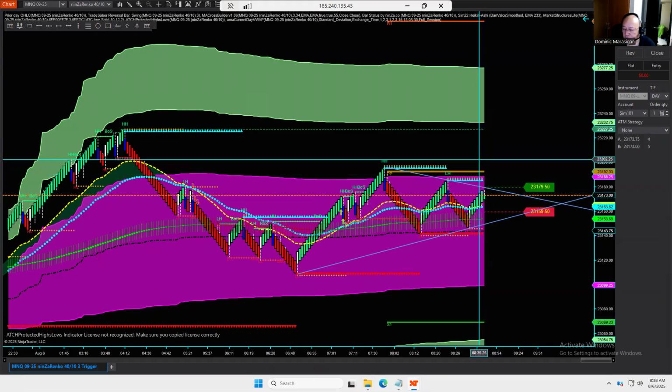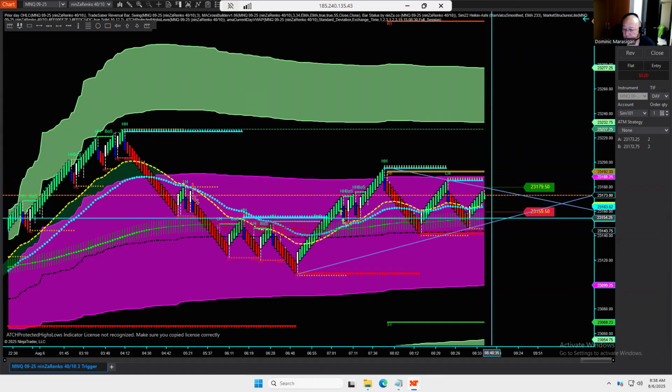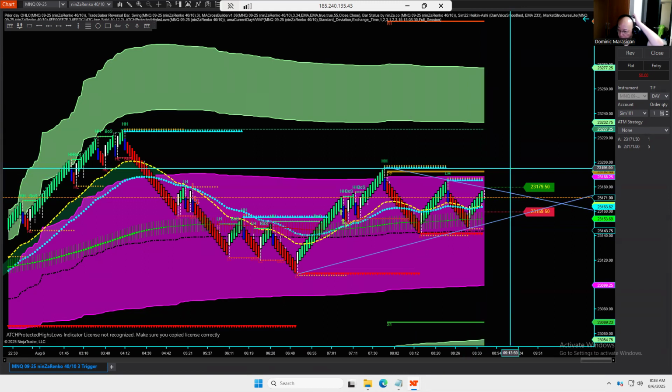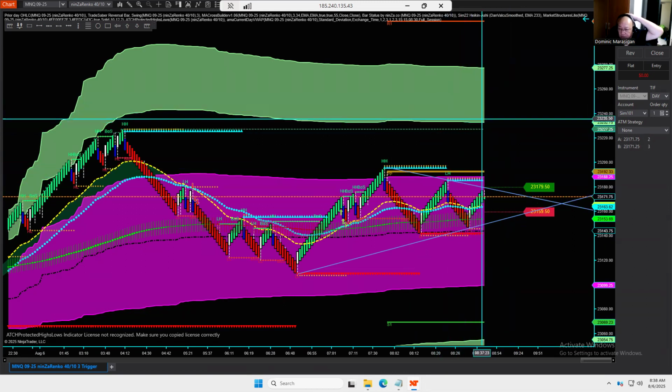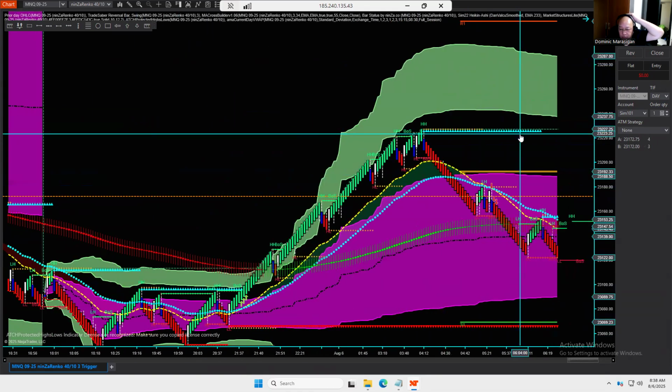You want to see it close, not just pierce it. You want to see it close above. So that means that once it breaks that, we're most likely trying to get to here, either plus one or plus two. But you can see what it does here, and especially what he explains.